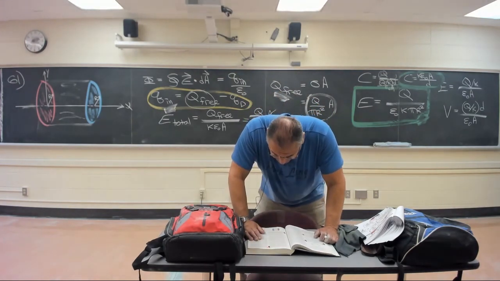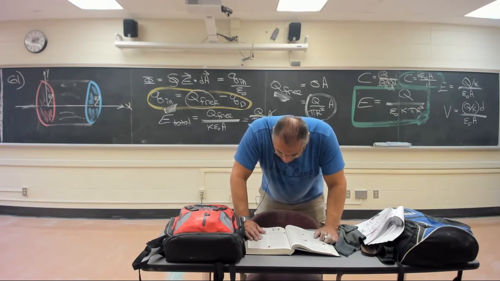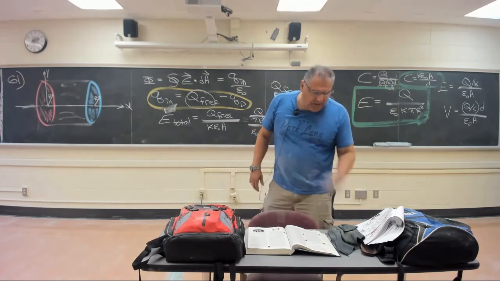For number 62, an air-filled parallel plate capacitor is charged to a certain potential difference. A dielectric is then inserted in the capacitor to completely fill the space between the plates. Then the charge on the plates is increased by a factor of 3 to restore the original potential difference. Determine the dielectric constant. The 3 gave it away.